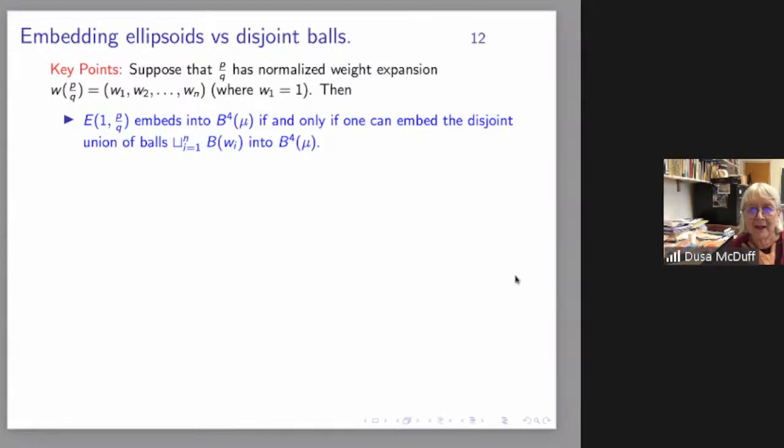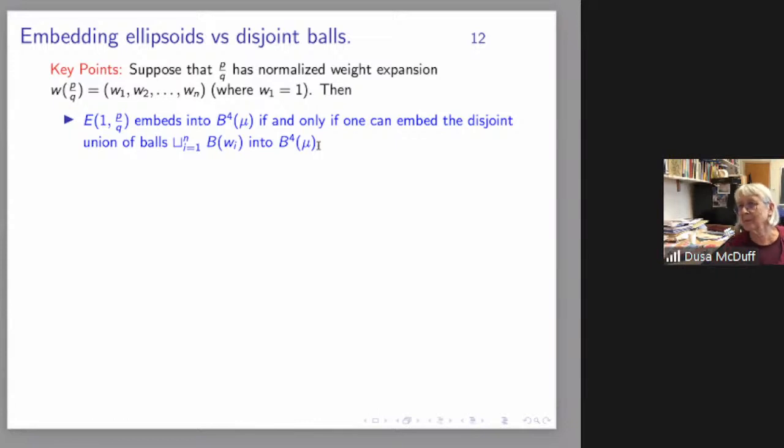So if you have a fraction which has this normalized weight expansion, where the normalized weight expansion starts with 1s instead of with lots of copies of Q, you just divide everything by Q. Then the claim is that the ellipsoid E(1, p/q) embeds into a ball if and only if you can embed the disjoint union of balls into the bigger ball. So you've cut up the ellipsoid into balls without any wastage, and there's an equivalence of the embedding problems. To prove that, you need to know something about the theory of J-holomorphic curves.